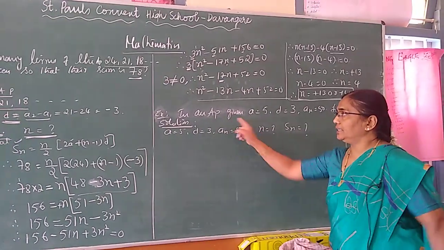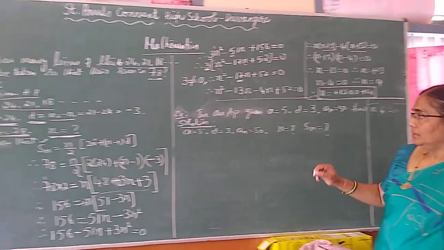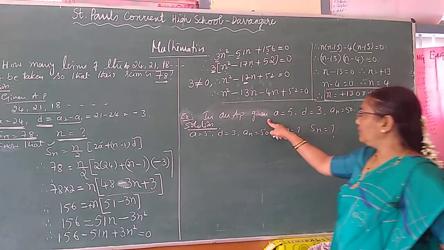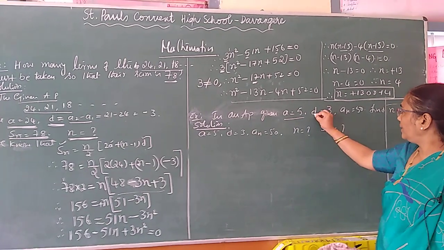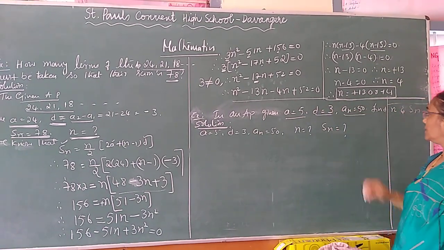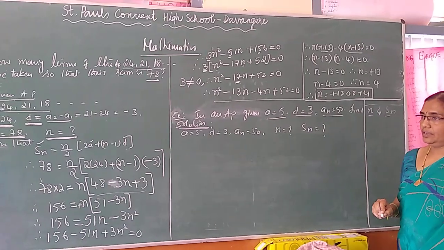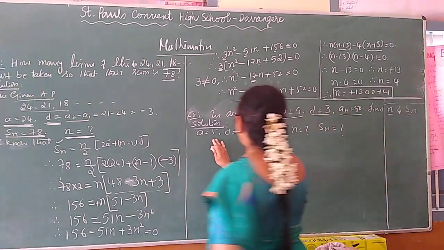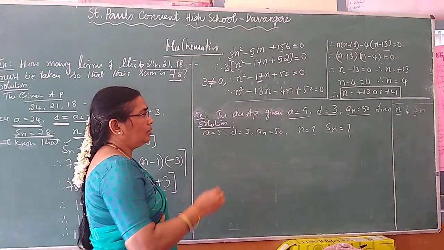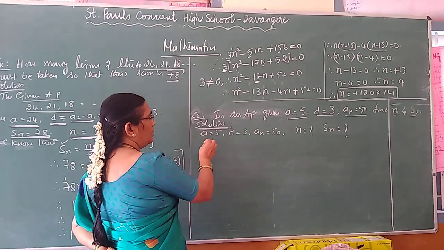Okay, we will consider the next problem. In an AP, given a is equal to 5, d is equal to 3, an is equal to 50, find n and sn. See, all the values are already given. So by using the formula, we can find the values.